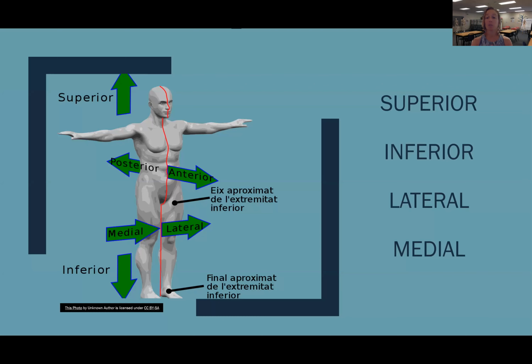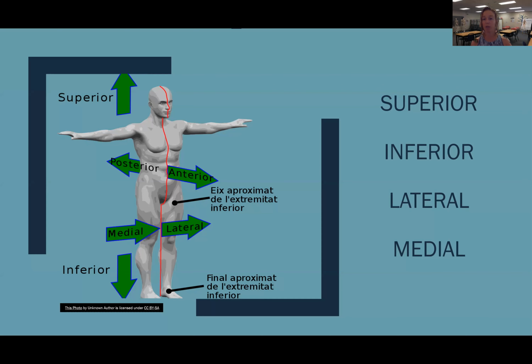So this was the best picture that I could find, but it's not very accurate. Can anyone tell me why? Good job. The arms are out straight like this, and we want the arms to be down by the side with thumbs out. So not proper anatomical position here, but it does show some other really good things.